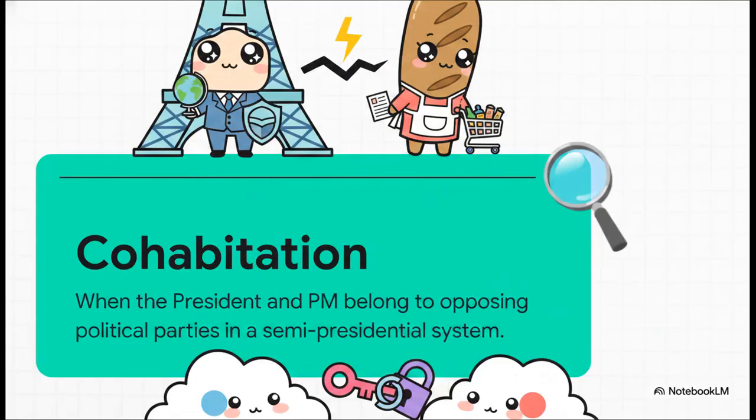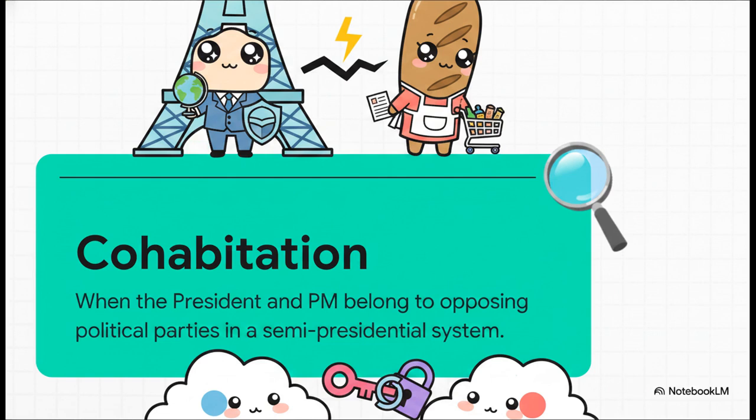And here's where it gets wild. France uses a semi-presidential system. It's a hybrid with a dual real executive. So they have a popularly elected president with huge powers, plus a prime minister who is accountable to the legislature. When the voters elect a legislature controlled by a party opposing the president, it forces this crazy situation called cohabitation.